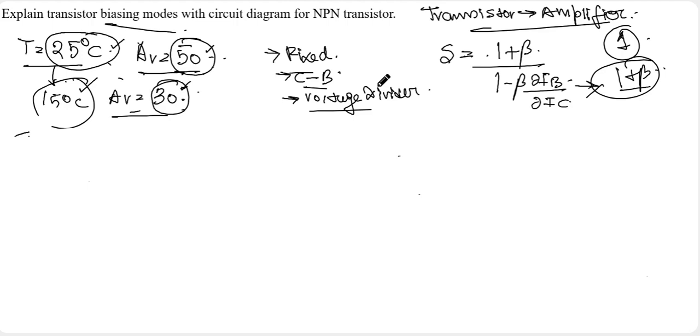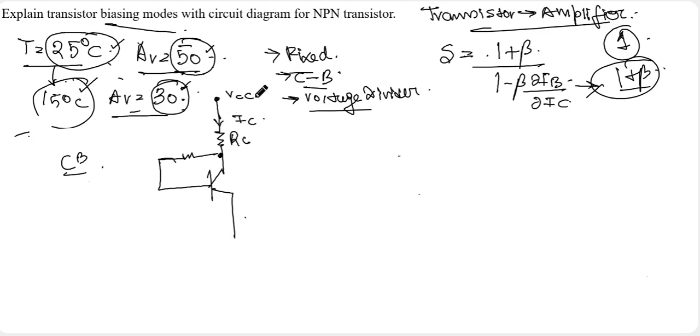In the collector to base bias, at first let us draw the circuit diagram. Collector to base means this is the collector terminal, and this is connected to base. This is the collector resistance RC. This is the current flowing to the collector, which is IC. This is connected to a supply voltage VCC. This is RB, the current flowing through it is IB. This is the base voltage VB, this is the base emitter voltage VBE, and this is the collector emitter voltage VCE.